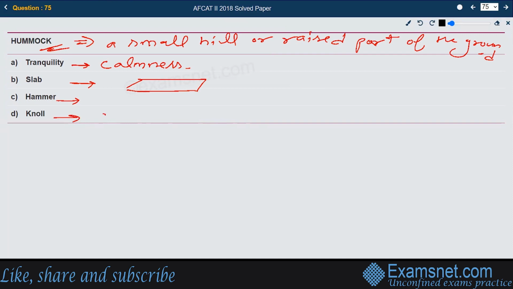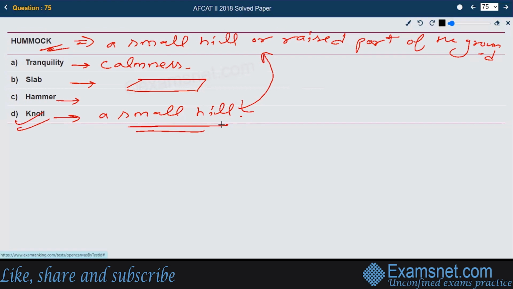Next word is knoll. Knoll means a small hill. Knoll is also nothing but a small hill. So this word matches its sense with the first word, hummock. So the right answer is option D, having similar meaning as hummock.